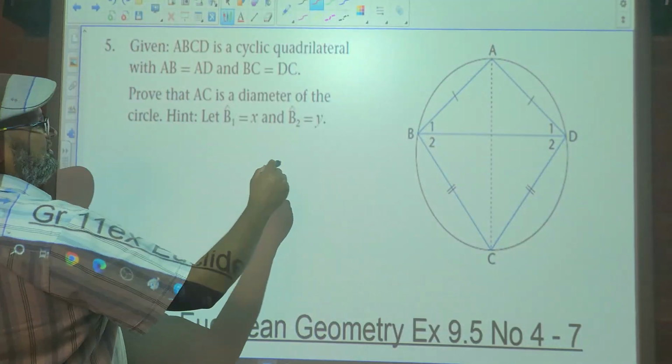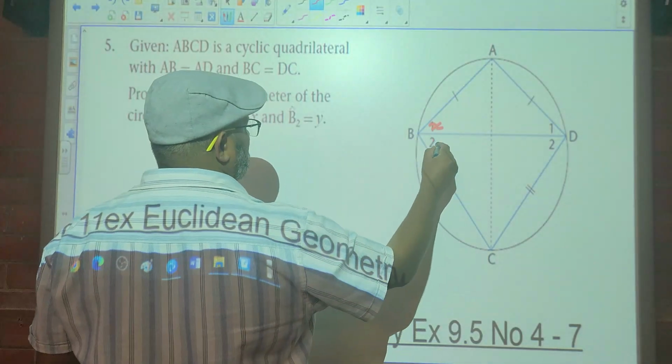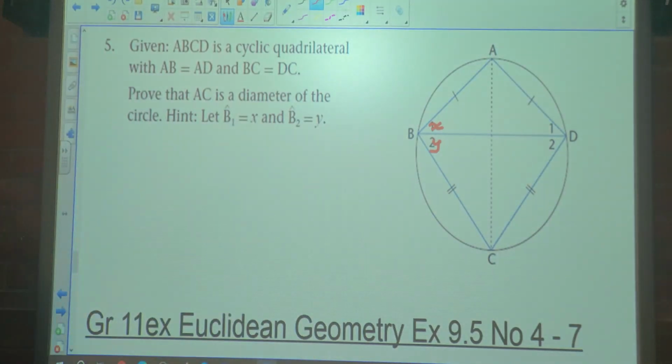Then they tell us that B1 is X, and we let B2 be Y. So do I have to say, let B1 be X? No. Why? Because they tell us that already.